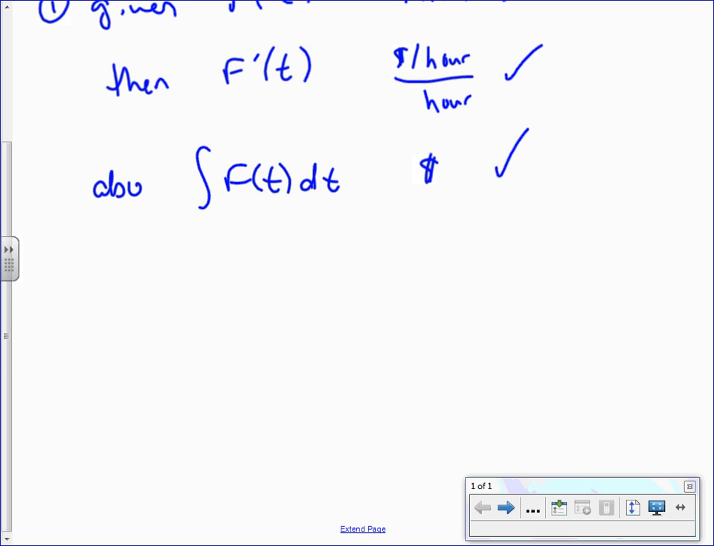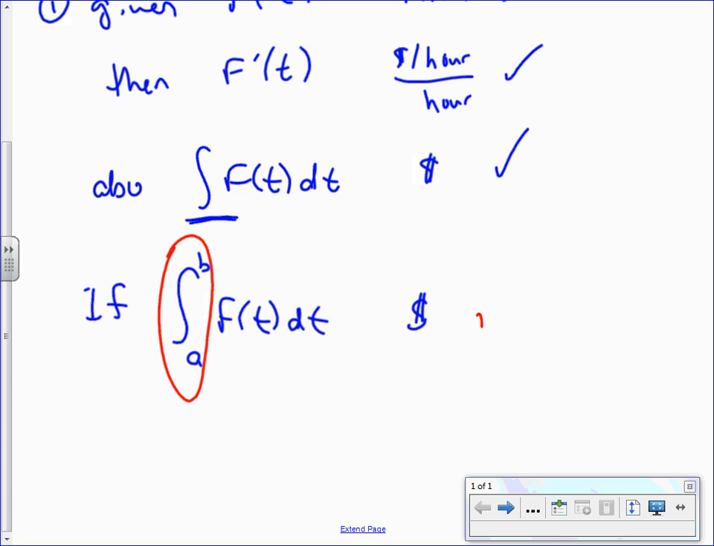If I ask you to find the integral from a to b of f of t, you need to recognize what that's going to tell you, okay? It's going to tell you the same thing as an antiderivative in terms of units. It's going to tell you dollars. But even more specifically than that, this right here tells you the amount of change. How much does the function that's in there, f, change from t equals a to t equals b? How much do the dollars change? Okay?